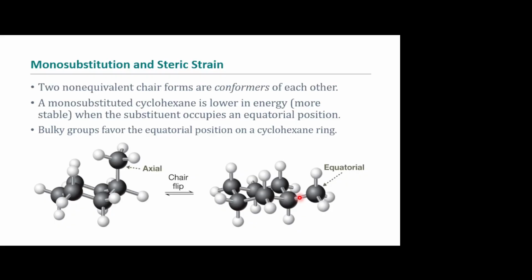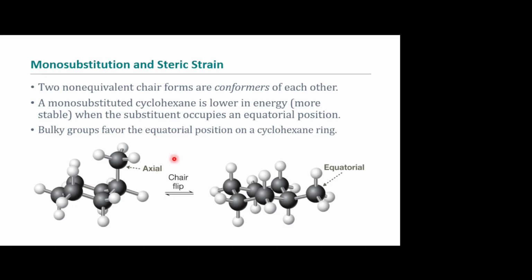All right, now, two non-equivalent chair forms are going to be conformers of each other. They're going to be different conformations of this ring. The monosubstituted cyclohexane is going to be lower in energy, more stable, when the substituent occupies the equatorial position because it has more space for less steric strain. Okay? The axial position is going to be higher energy.